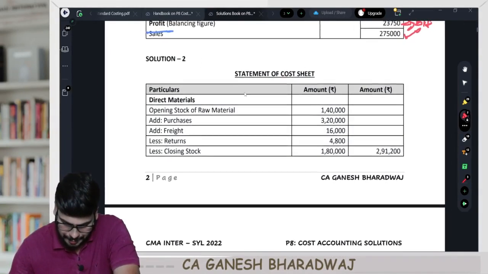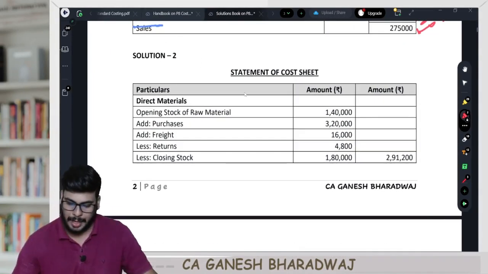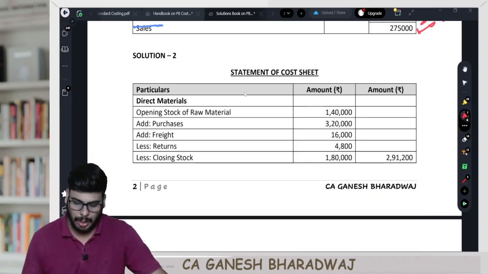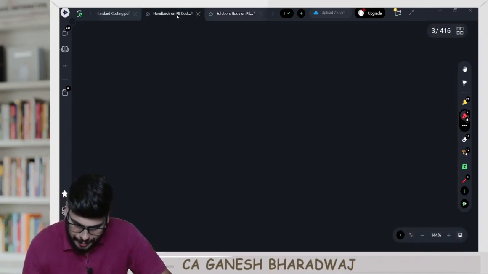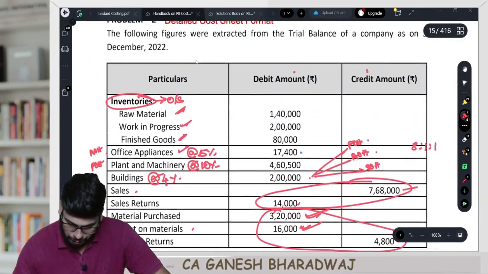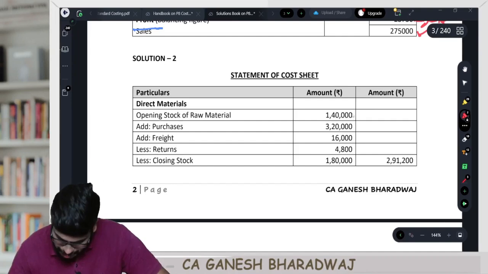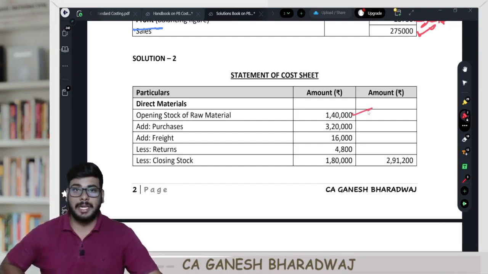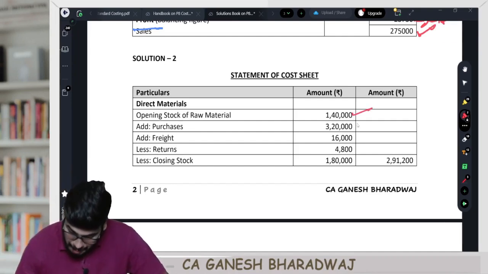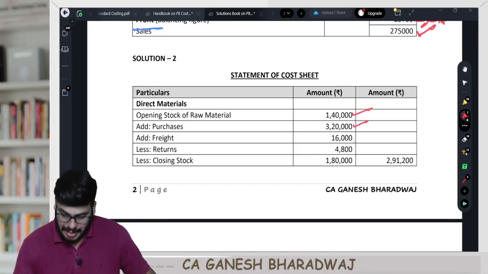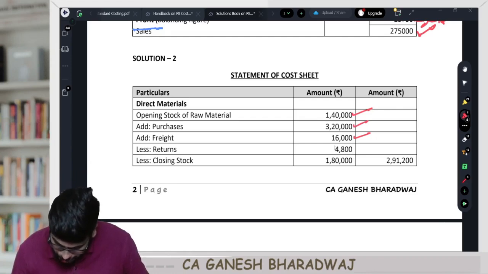Now look at this. So first, what happened? Statement of cost sheet. It starts with what? Opening stock of raw material. So how much is the figure? The opening stock of raw material was given as 1,40,000. So this figure, we have got it here, 1,40,000. Now I told you, the purchase figure should be added. Freight figure should also be added, less returns. This should also be taken into account.